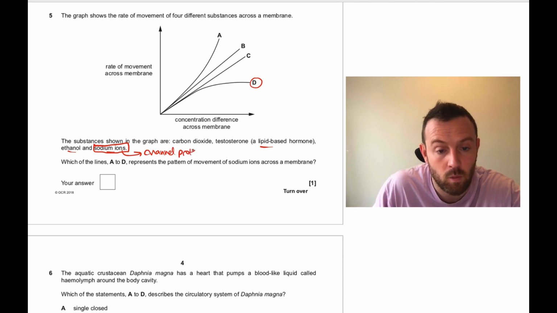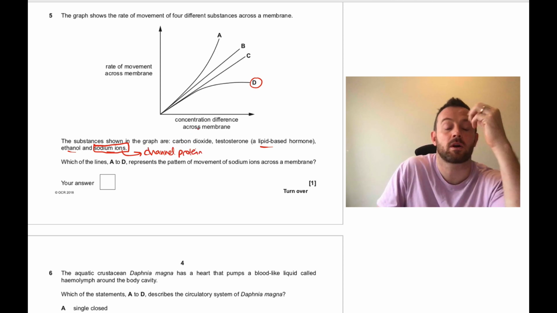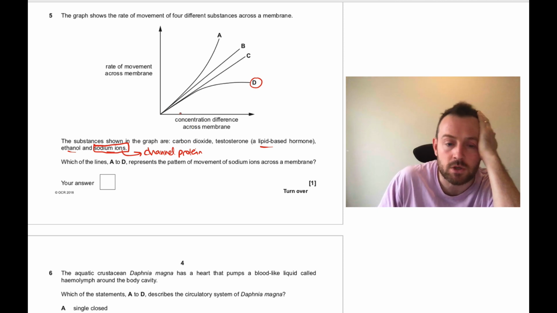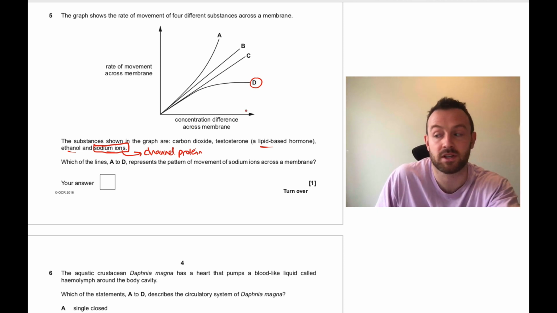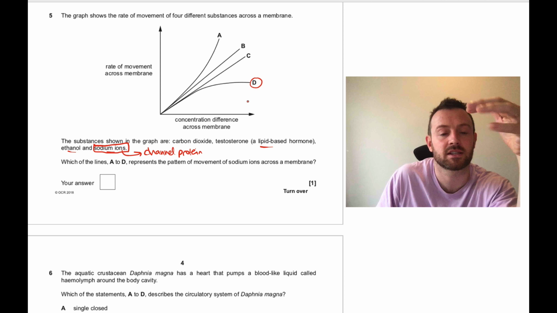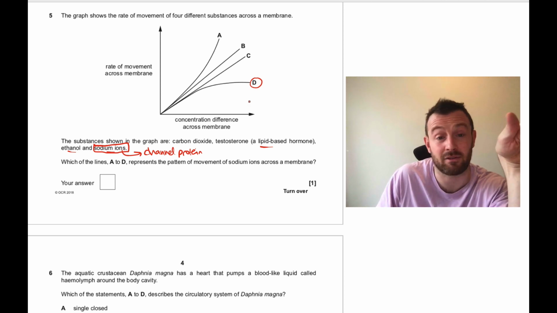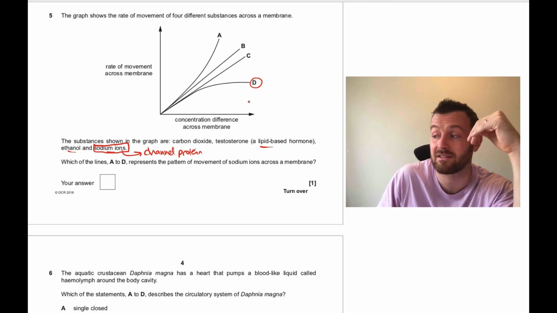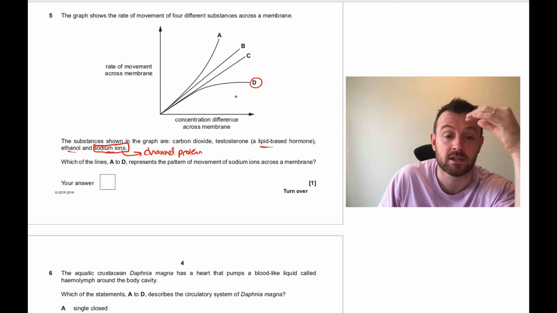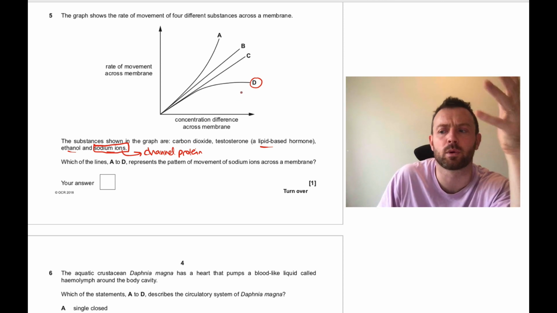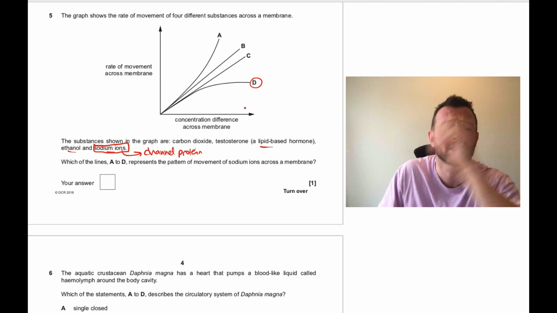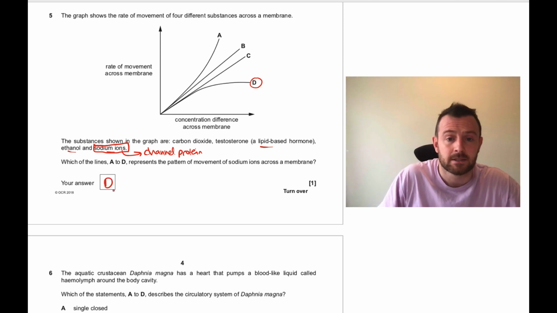So when the sodium ion concentration goes up, eventually the channel proteins are going to become saturated. So it's a bit like a rate of reaction graph for an enzyme. When you increase the substrate concentration, the channels are working at their maximum rate, and the number of channels becomes the limiting factor. So the answer is therefore D.